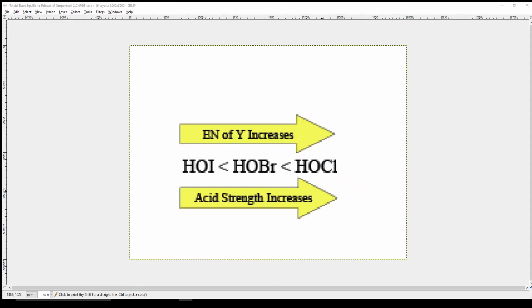There you go. So as the electronegativity of your Y, this is Y, this is Y, this is Y, increases, it pulls those electrons further and further away from that hydrogen, and the acid strength increases because we're able to pull those hydrogens off much more easily.